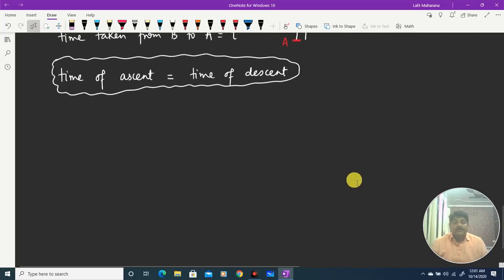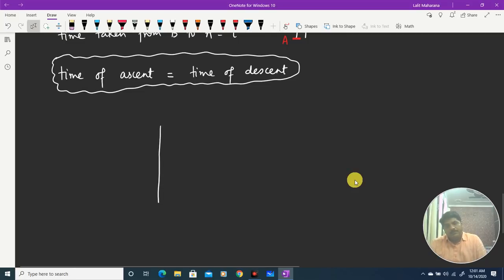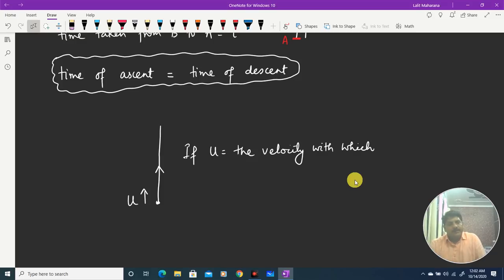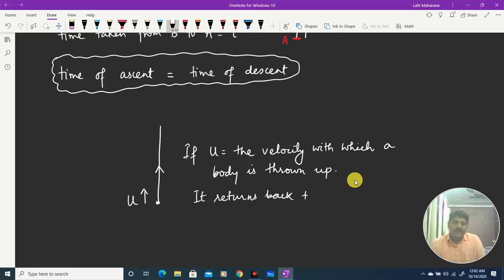Another very important thing: if you are throwing the body upwards with a velocity u, what do you expect about the velocity with which it would again return back? It returns back to the thrower's hands with the same velocity.